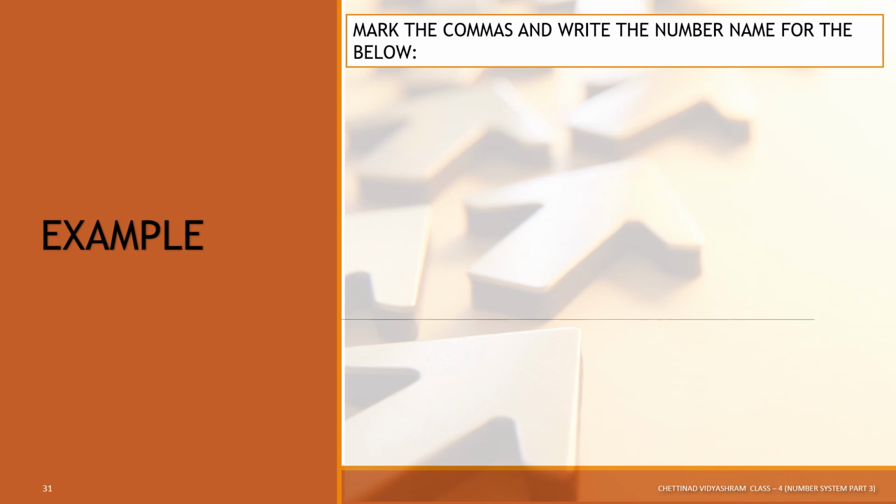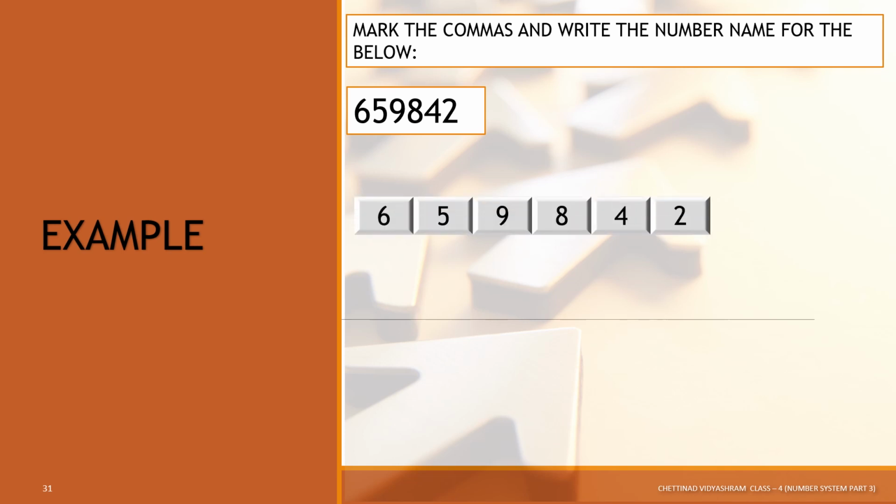Mark the commas and write the number name for the below. The number given is 659842. As we do in our Indian place value, here also first write the places on top of the given numbers. So the given number here is 659842.